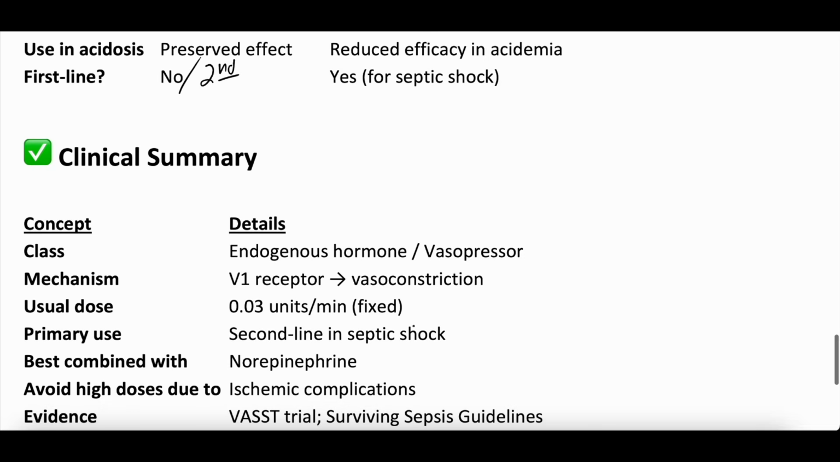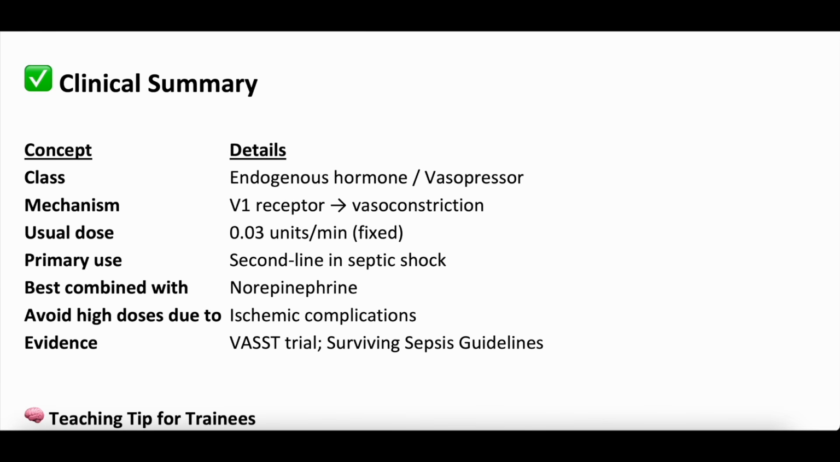So in summary, vasopressin is an endogenous hormone. It works on the V1 receptor primarily, which causes vasoconstriction. It also works a little bit on V2, which causes free water reabsorption. The usual dose is 0.03 units per minute fixed. Some institutions use 0.04 units per minute. It's a second-line vasopressor in septic shock as its primary use, best combined with norepinephrine. High doses can cause ischemic complications, both mesenteric ischemia in the gut and digital ischemia.